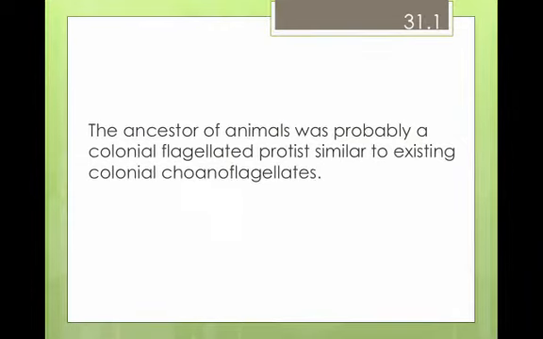So the ancestor of animals was probably a colonial flagellated protist, and we think that it's similar to an existing colonial choanoflagellate. Now, here's a theory on how animals came about from a colony of choanoflagellates.